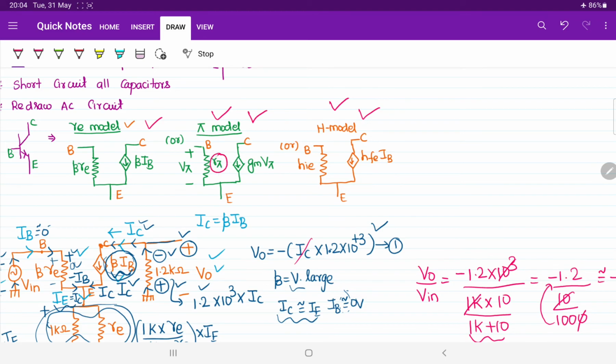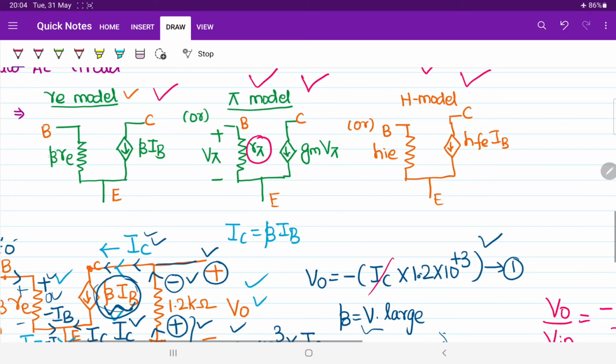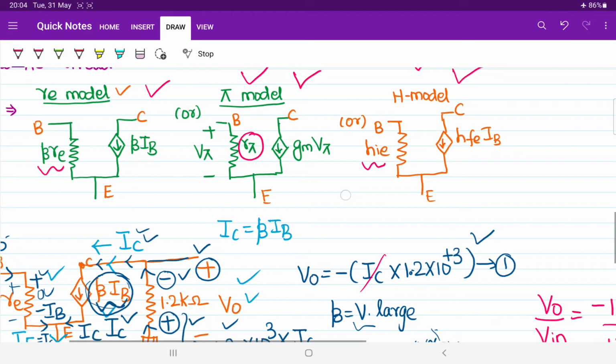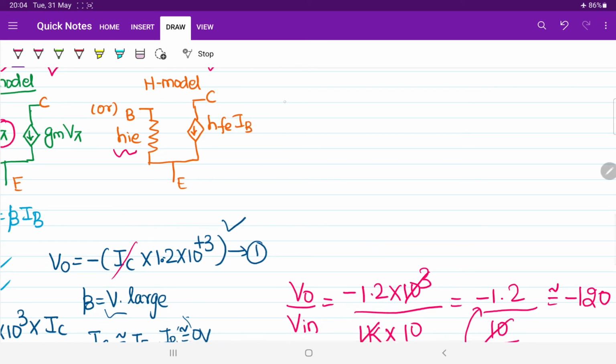Like here I am having R pi, and here I am having beta times of Re. Here I am having H times of IE. You can equate all these parameters. So by equating all the parameters, we can simply bring the relation between them. Here I am giving the relations. So I can say R pi equal to beta times of Re equal to HIE.